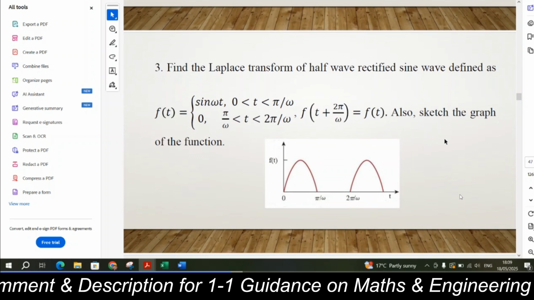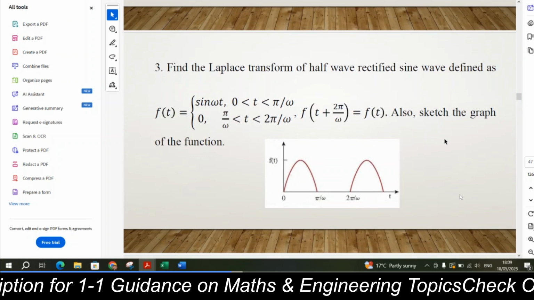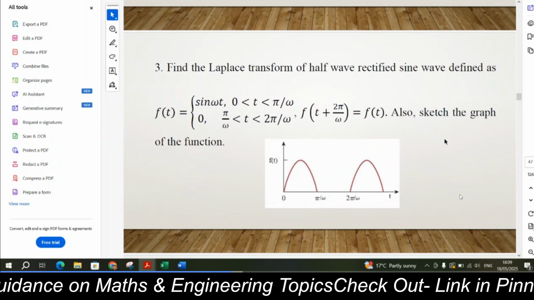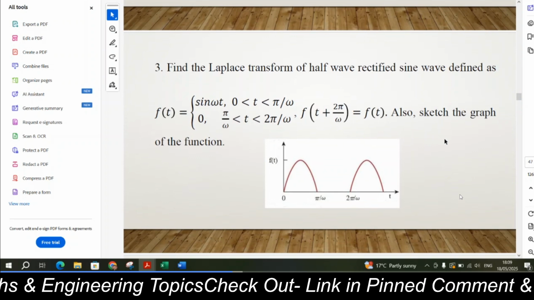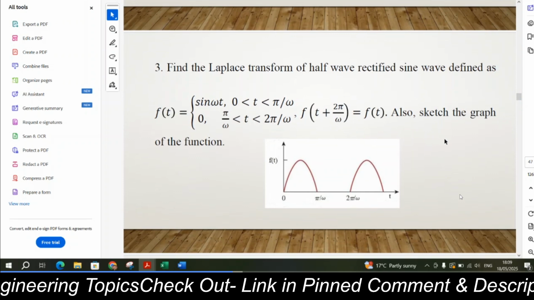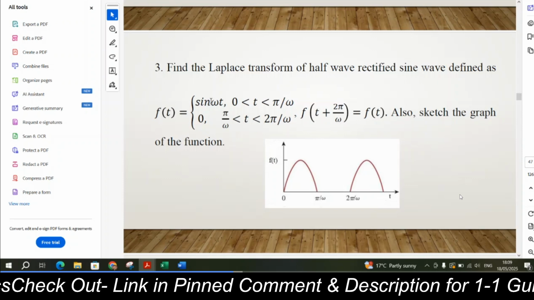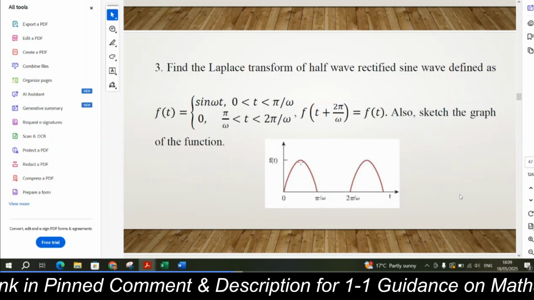Let's move on to the next one. Find the Laplace transform of half wave rectified sine wave defined as, so you have sine, I think it's omega, so sine omega t between 0 to pi by omega, then it is 0 from pi by omega to 2 pi by omega, and then it repeats again with a period of 2 pi by omega. Also sketch the graph of the function.